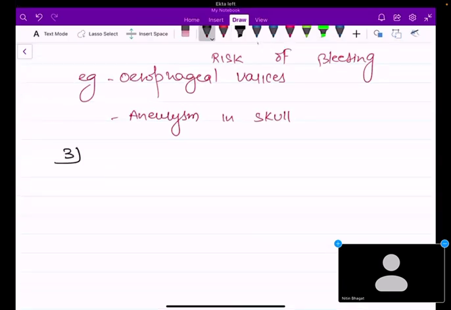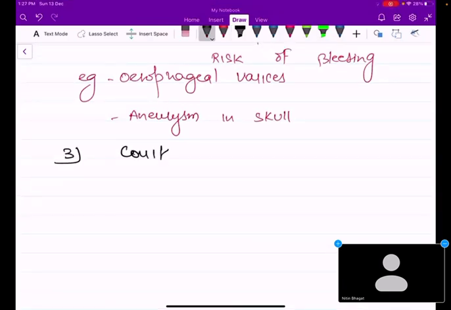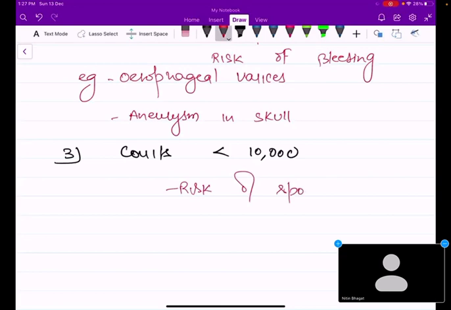Third, if the counts are below 10,000, there is a risk of spontaneous bleeding. So even if there is nothing done, even if there is no risk, you must give your patient platelets because the bleeding can occur anytime.